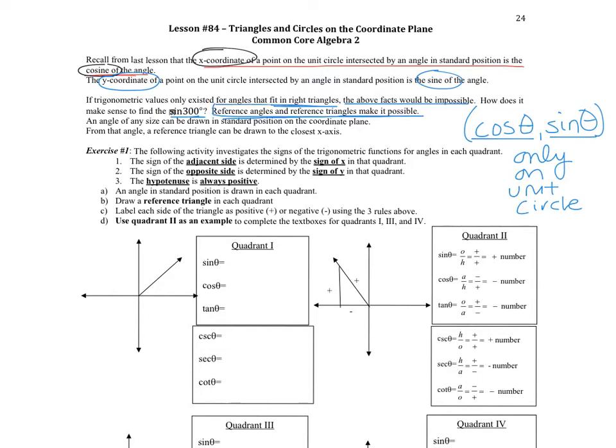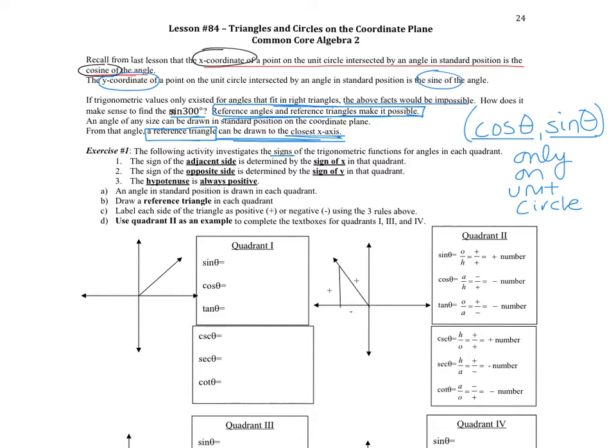I started to talk about a reference angle at the end of the last video, and we're going to learn more about these today. An angle of any size can be drawn in standard position on the coordinate plane. From that angle, a reference triangle, which is what I drew in the lesson, can be drawn to the closest x-axis. This is an important concept. The following activity investigates the signs of the trigonometric functions for angles in each quadrant, positive or negative. I did the second quadrant for us.